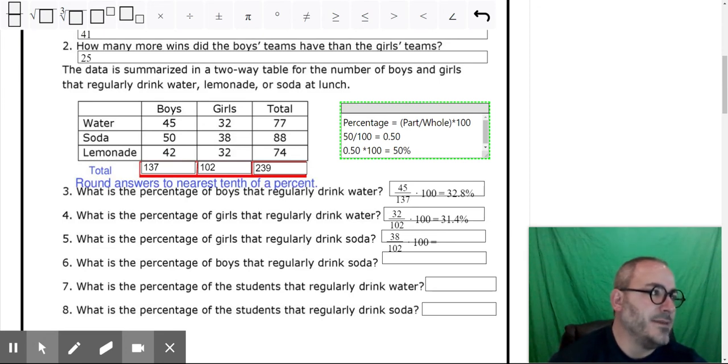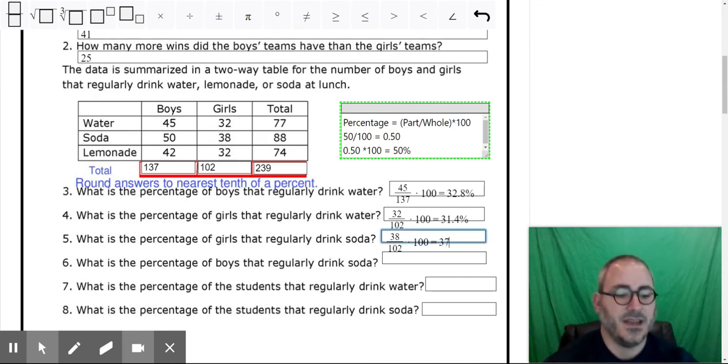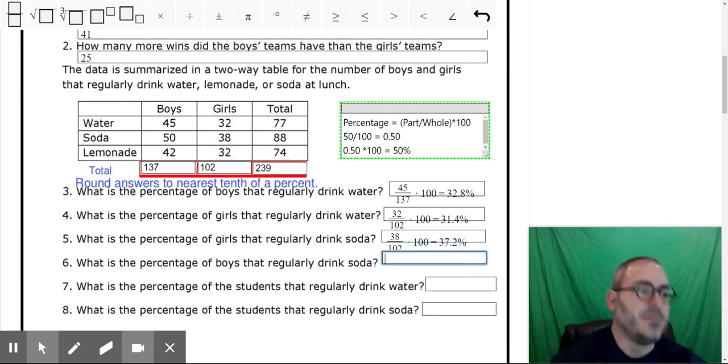All right, so the nearest tenth: 2 is in the tenths place, 5 is in the hundredths place. That 5 in the hundredths place is 5 or greater, which tells me I have to round my tenths place up. So that 2 becomes a 3: 37.2. Gotta have that percentage sign. All right. What is the percentage of boys that regularly drink soda? Pause me and try it, okay?